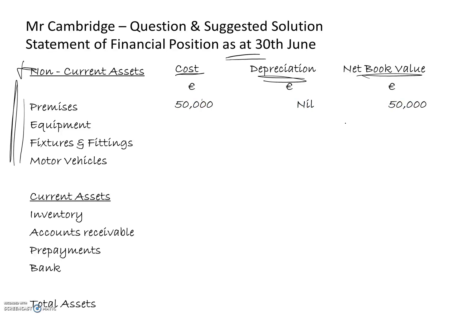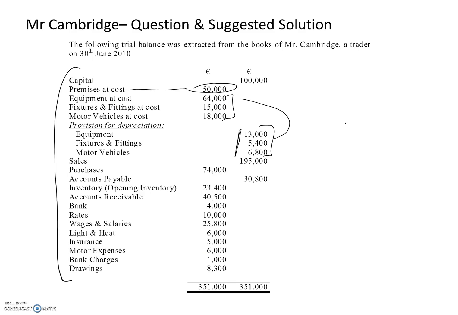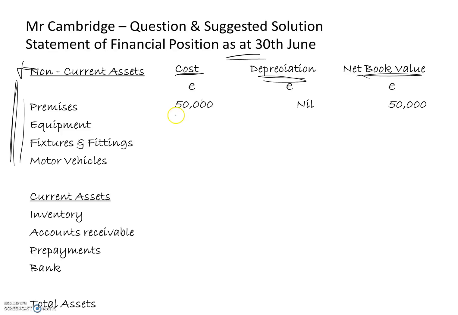The next thing is the equipment. So let's have a look now at the question again. We can see we've equipment at cost 64,000, so we're going to pop that in. So what I'll just do for the moment, I'll just write this in here, 64,000. Now the issue is I have to work out this figure here. Now I'm just going to write some workings in here, but I'll have to remove it in a few seconds because it'll be in the way of my current assets.